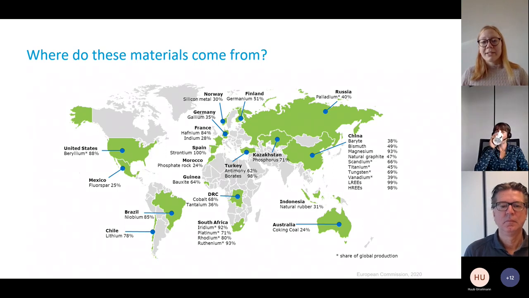And this explains why the supply risk is so high. There have been some geopolitical tensions before, and some are ongoing, of course, and that increases the supply risks at the moment.